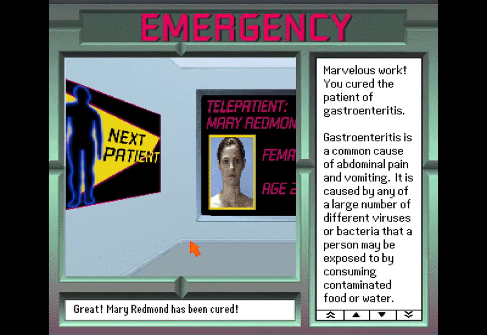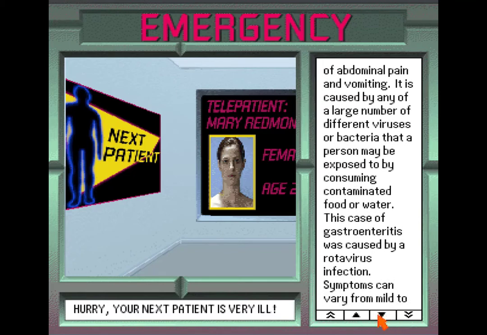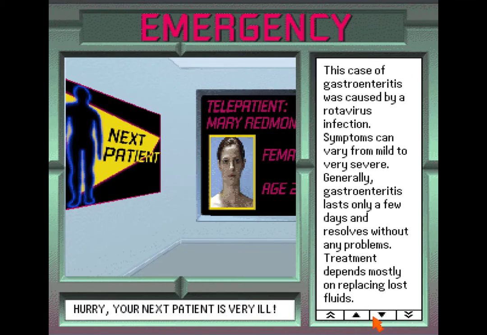Marvelous work! You cured the patient of gastroenteritis. Gastroenteritis is a common cause of abdominal pain and vomiting. It is caused by any of a large number of different viruses or bacteria that a person may be exposed to by consuming contaminated food or water. This case of gastroenteritis was caused by a rotavirus infection. Symptoms can vary from mild to very severe. Generally, gastroenteritis lasts only a few days and resolves without any problems. Treatment depends mostly on replacing lost fluids. It's time to see another patient.